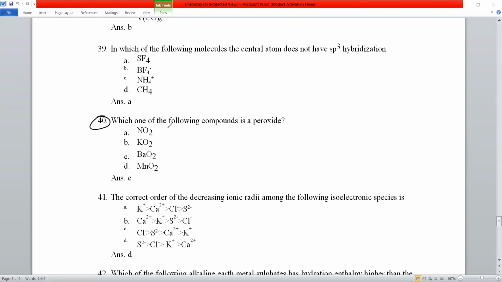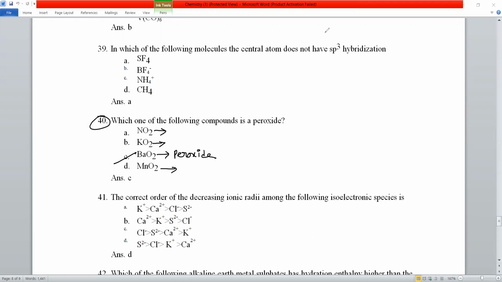Next, 40. Which one of the following compounds is peroxide? This is nitrogen dioxide, potassium superoxide, barium peroxide. It is peroxide. And manganese dioxide. So answer should be C.